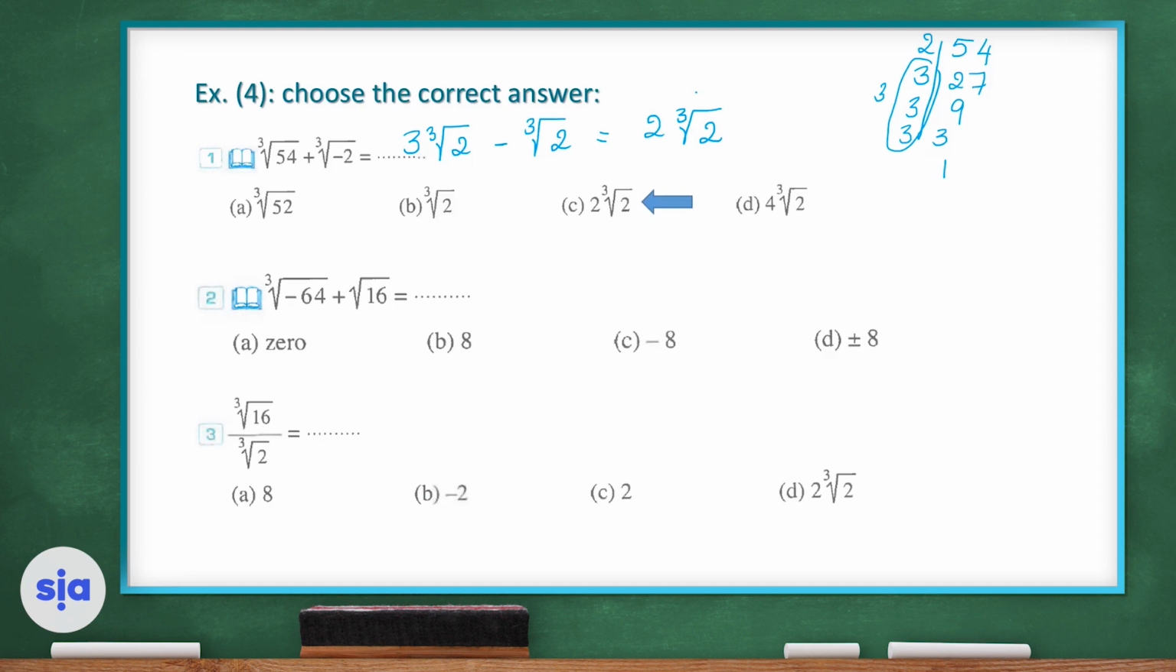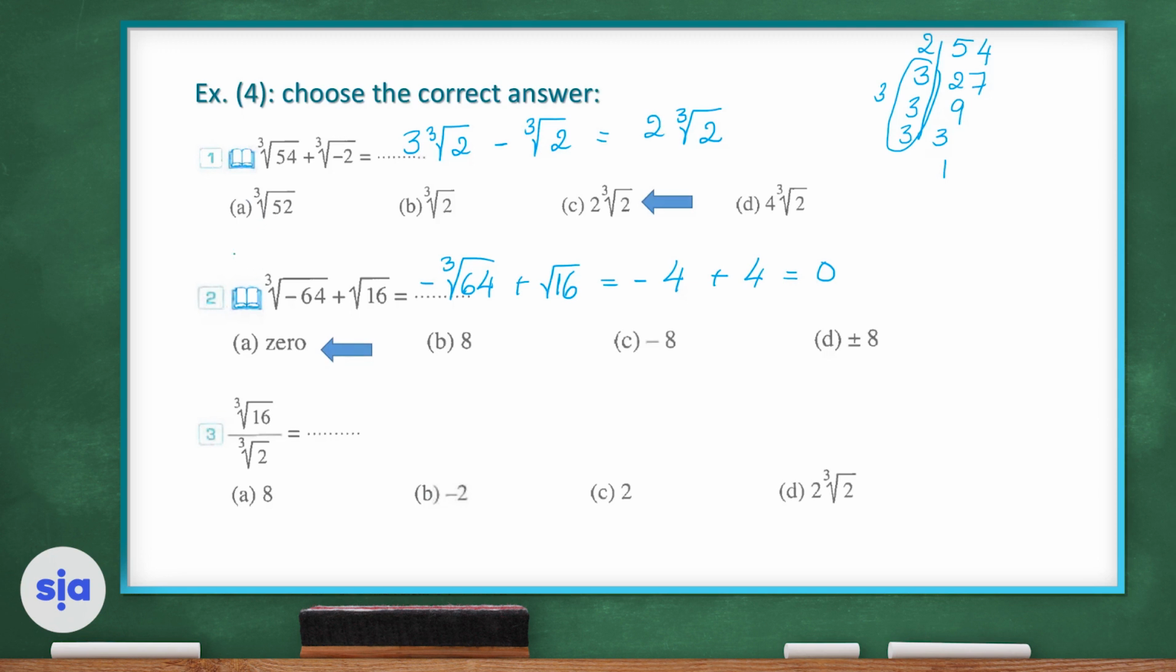Question 2, the cubic root of negative 64 plus square root of 16. Dear students, take care whether it's a cubic root or a square root. So in this one, it will be negative cubic root of 64 plus square root of 16. We know that the cubic root of 64 is 4 and the square root of 16 is also 4. Then it is 0. So the right answer of question 2 is choice A, which is equal to 0.